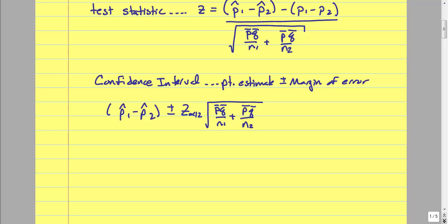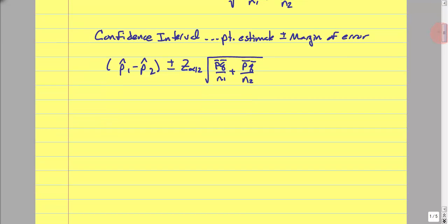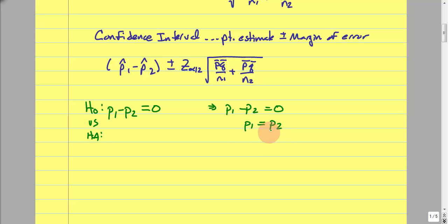Now what we're interested in testing when we're doing our hypothesis testing is the difference in the proportions. So some hypotheses that you'll see are something like H0 versus HA. Now remember, for the H0 case, the difference is always equal to 0. So this means the proportion of population 1 minus the proportion of population 2 is equal to 0. If I add the p2 to the other side, this is basically testing to see that they're the same.